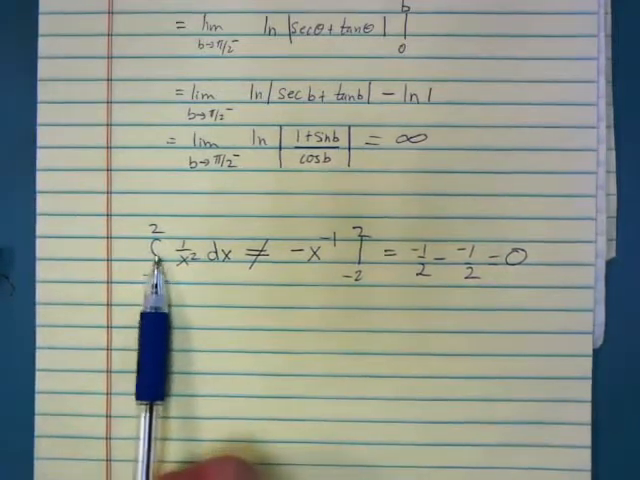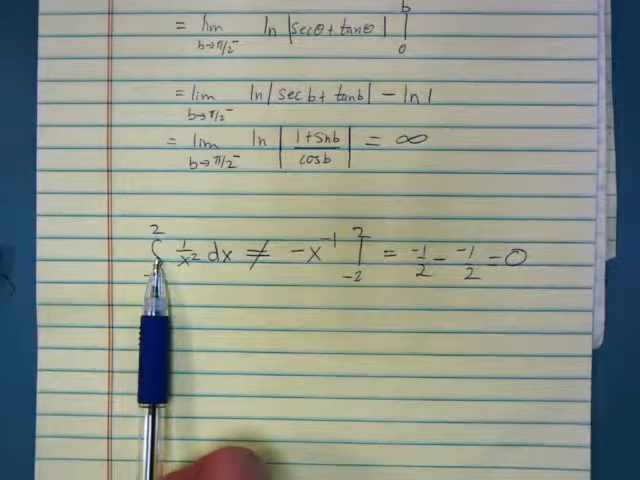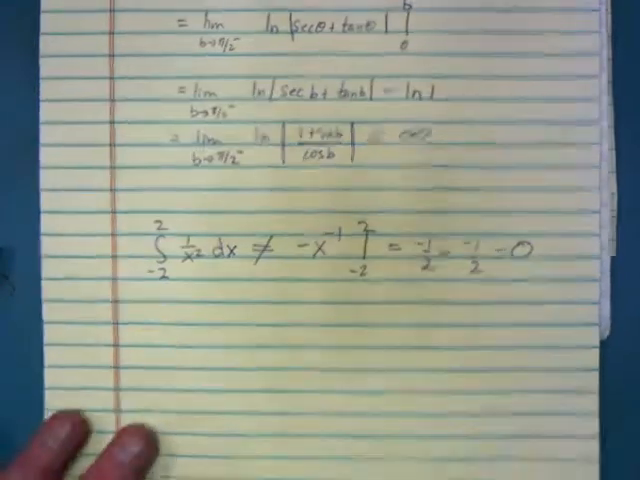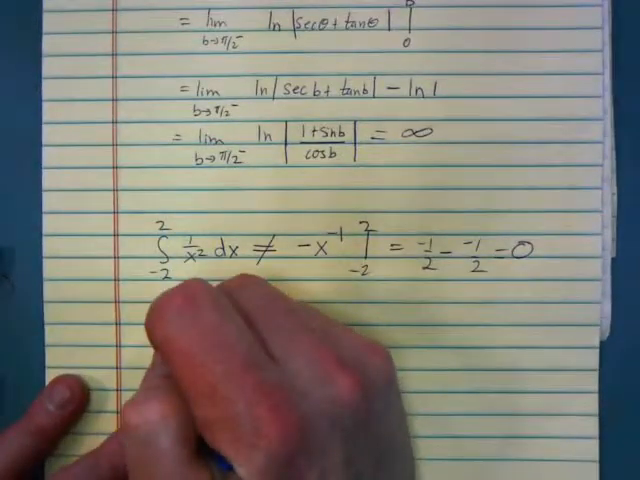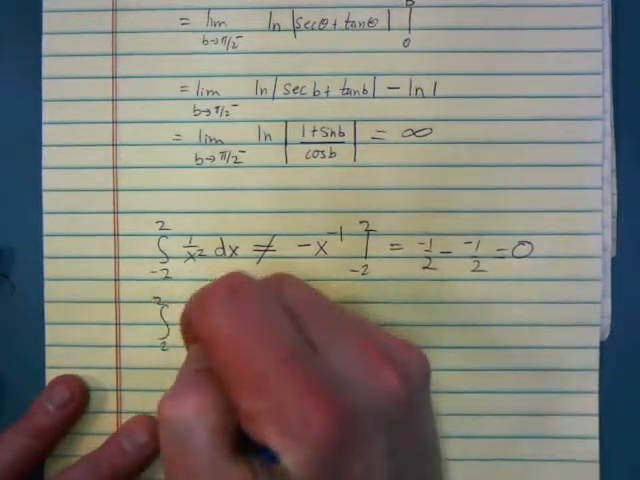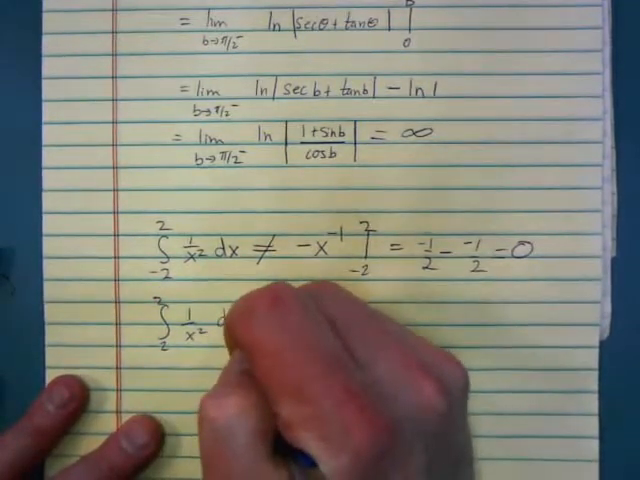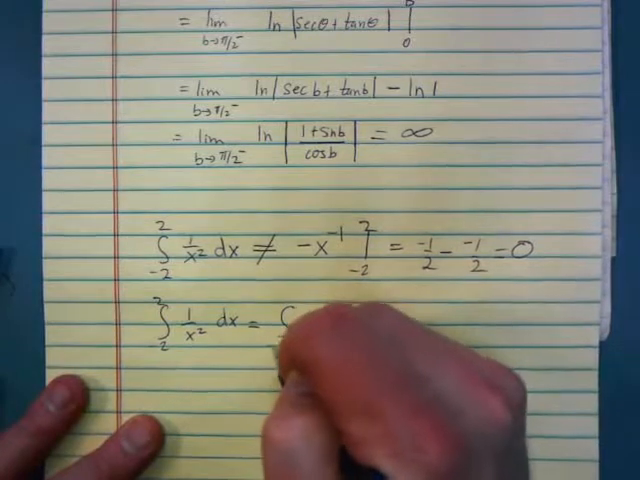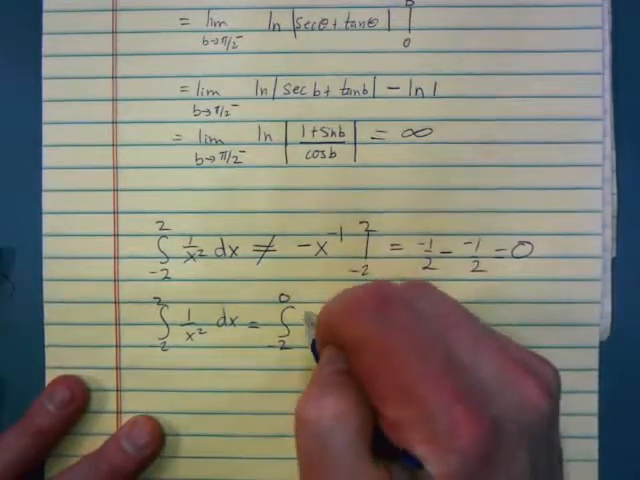What you really need to do is you need to take this integral and split it into two integrals. You split it, the integral from negative 2 to 0 plus the integral from 0 to 2.